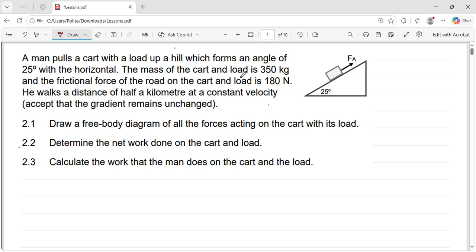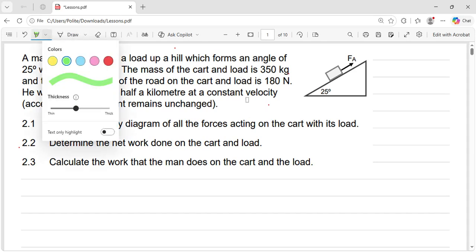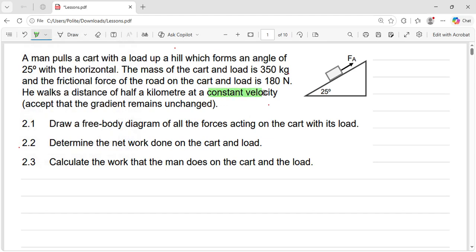Okay, he walks a distance of half a kilometer at a constant velocity. Very important. That constant velocity is very important, so I'm just going to try and highlight that part. Constant velocity. Okay, so now they say that the gradient remains unchanged. Okay, so let's try and answer the following questions.